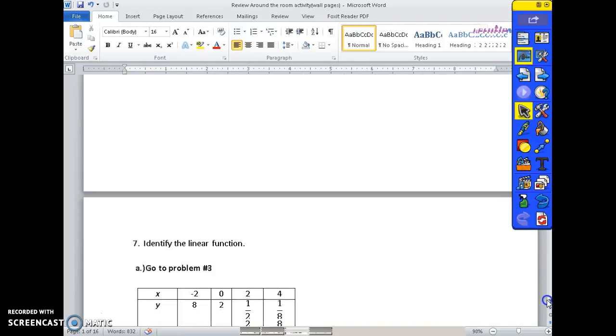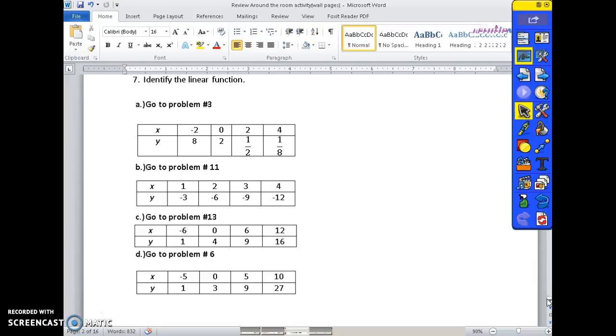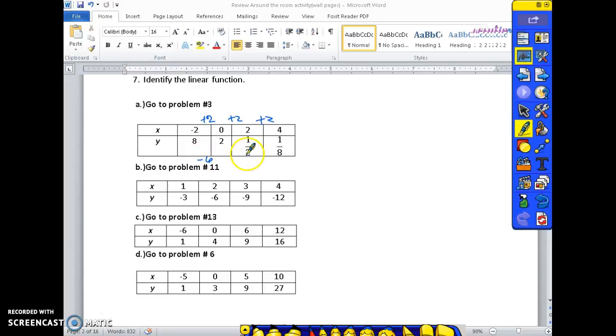Problem 7 says to identify the linear function. To identify the linear function, I have to make sure that they all have the same constant rate of change. To get from negative 2 to 0, I add 2. 0 to 2, I add 2. 2 to 4, I add 2. So let's check our y's. To get from 8 to 2, we subtract 6. 2 minus 6 is not 1/2, so it is not A.